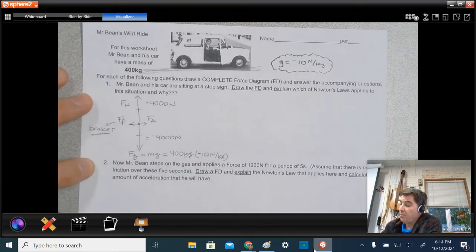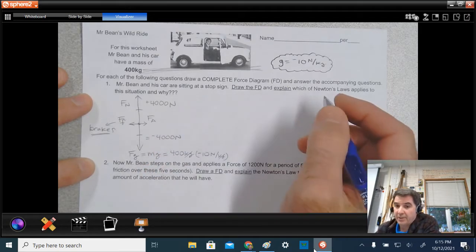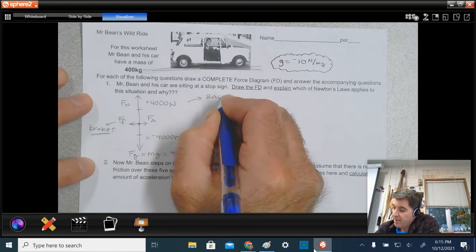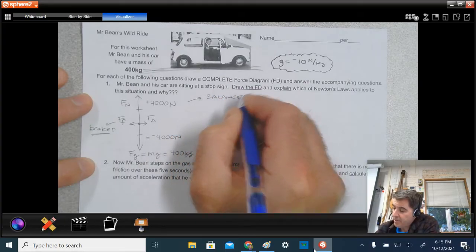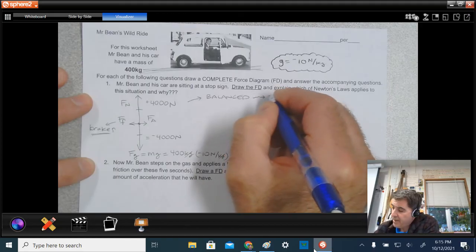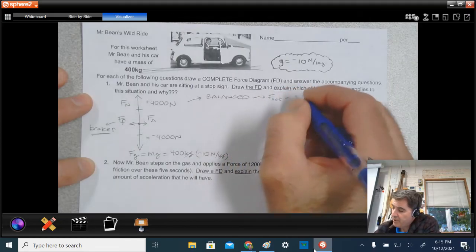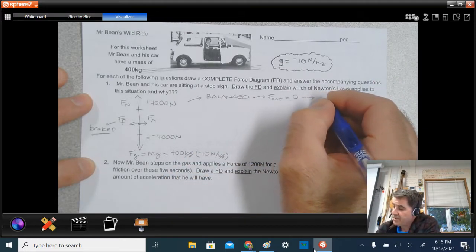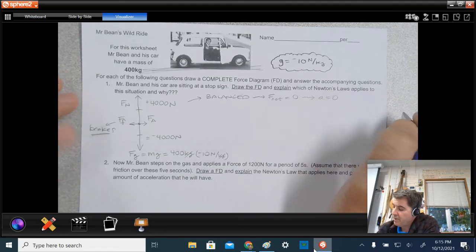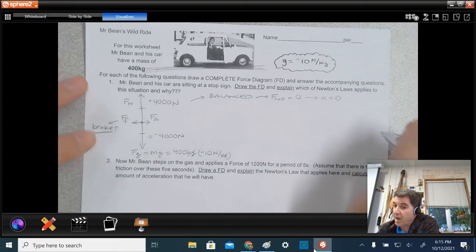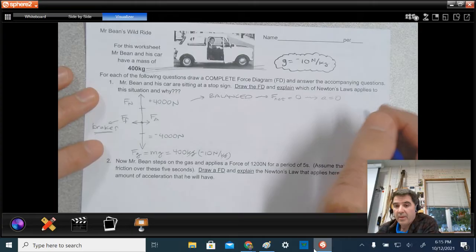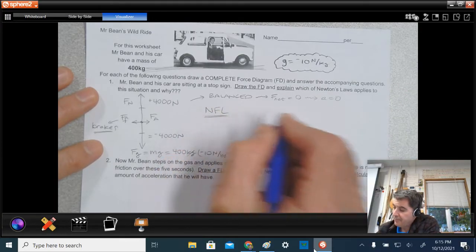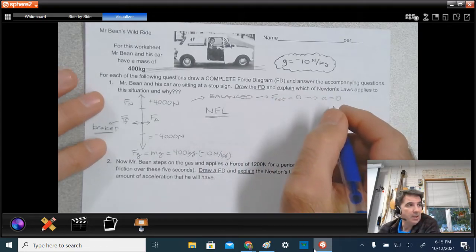And so the question you always ask yourself is, is it balanced or unbalanced? And so this thing is balanced. And when we say balanced, of course, we mean that the net force is equal to 0. And therefore, we also know that the acceleration is equal to 0. In this case, we know that he stopped. So in this case, we're going to say it's Newton's first law, because whenever it's balanced, it's Newton's first law.